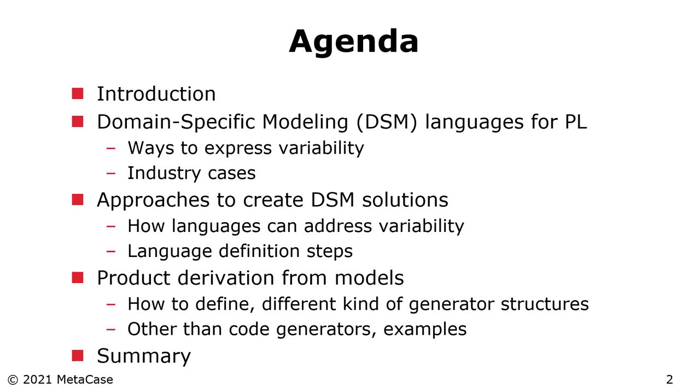And after the industry cases, I'll show how to create domain-specific languages for particular product lines, how to create languages, how industry has been creating those languages, and what the steps are to define the languages. And then after that, we'll look at how to use generators and how to create generators so that we don't make models just for fun and discussion and communication, but we can use models to generate our product variants. And then we have a summary.